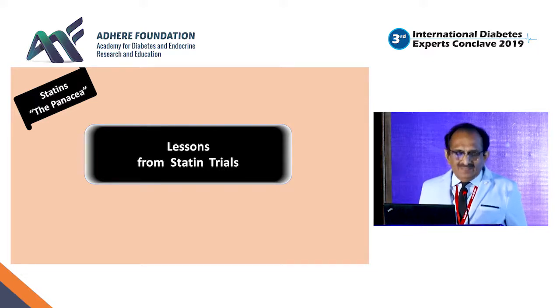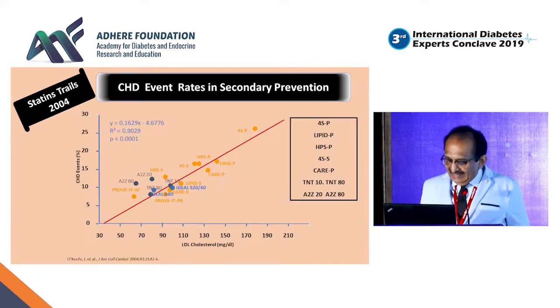There are a number of them. If I just keep on counting, it will take more than 20 minutes, so just naming them. You can see 4S, LIPID, HPS, SEARCH, TNT, A to Z. A number of them are there.